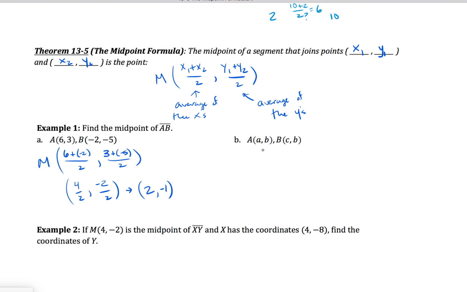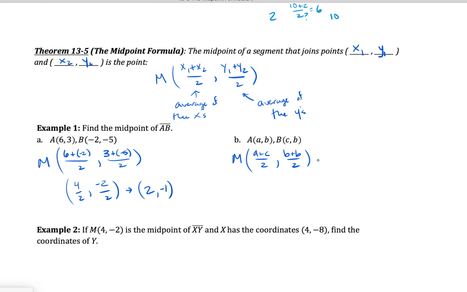Now in example B, I'm throwing a little bit of a curveball at you. Instead of numbers, I have some letters. But we're going to do the same math here. We're going to take the two x's, add them together, a plus c, and divide by 2, comma. We're going to take the two y's, which happen to both be b's, b plus b, divided by 2.